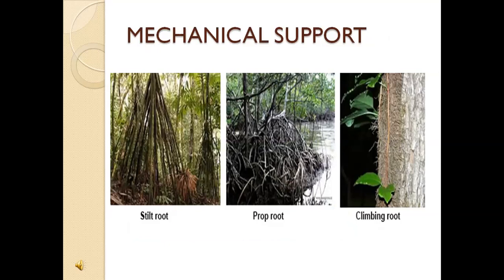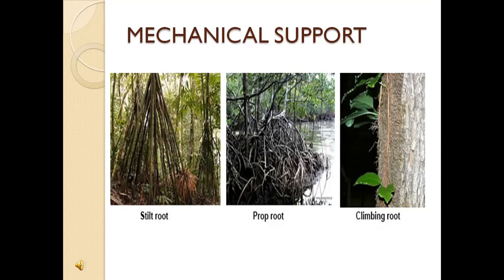Many plants require such additional support. Such plants develop roots on their aerial parts to provide mechanical support. Here, these roots grow downward and act as supportive organs. There are three types of modified roots for support. First, stilt root. Second, prop root. Third one, climbing root. The examples of stilt root are sugarcane and maize.